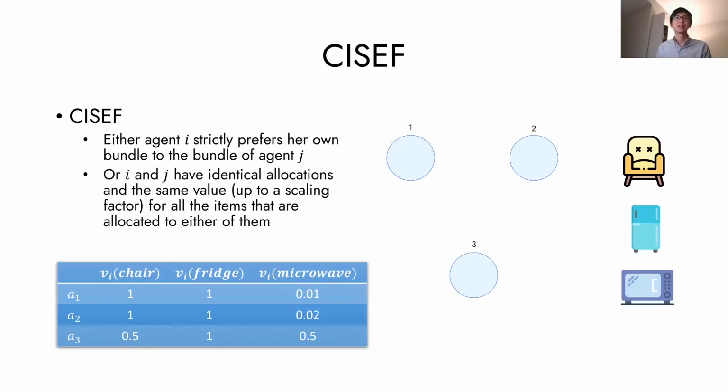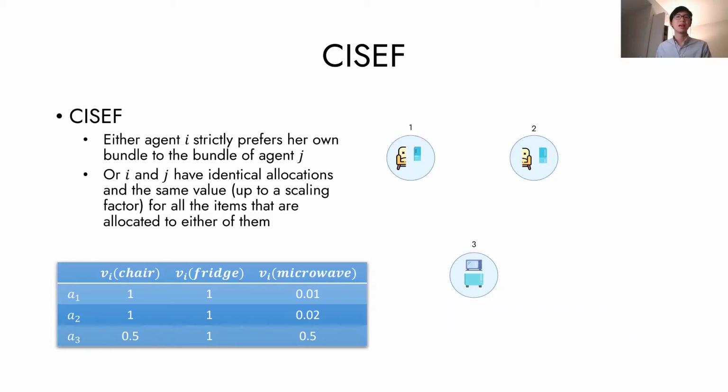Suppose we're trying to allocate the 3 items, on the right, to the 3 agents represented by circles. And remember, this is in the offline setting where items can be fractionally allocated. We give the chair equally to agents 1 and 2. We give agents 1 and 2 a quarter of the fridge each and give agent 3 the remaining 1/2. And now we give the microwave completely to agent 3.